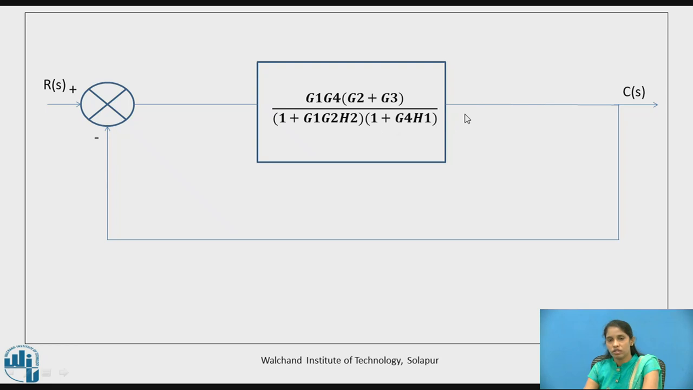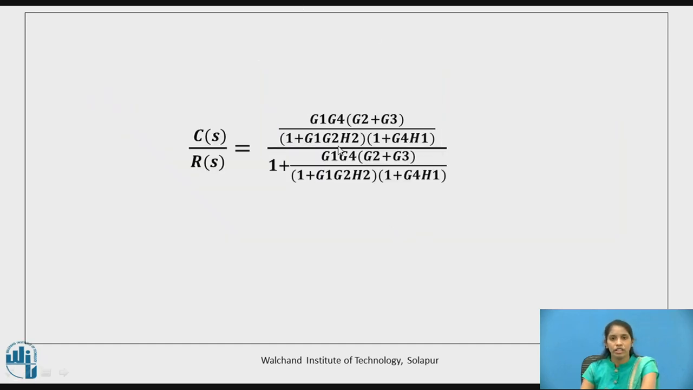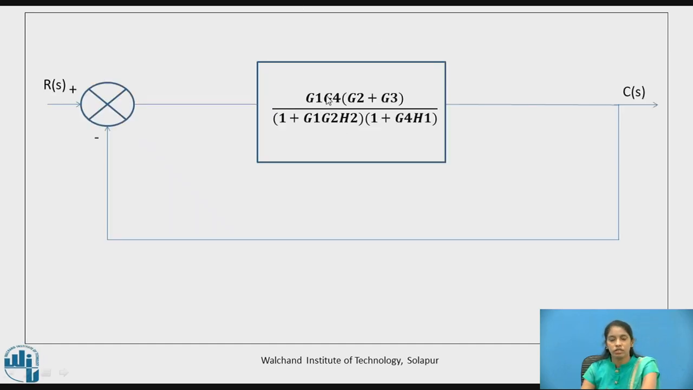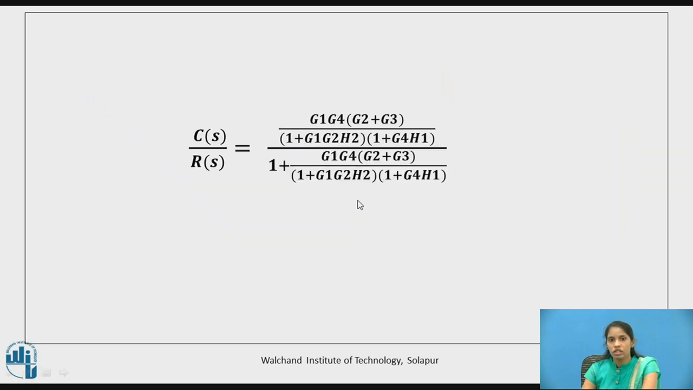of this term. So now it can be easily simplified because it has one forward path, one reverse path, one summing point, and one gain block. So this is the standard canonical form. So that's why we have reduced this into G1 G4 upon G2 plus G3 upon the whole term.